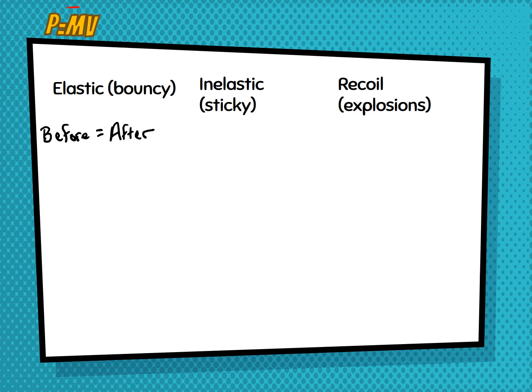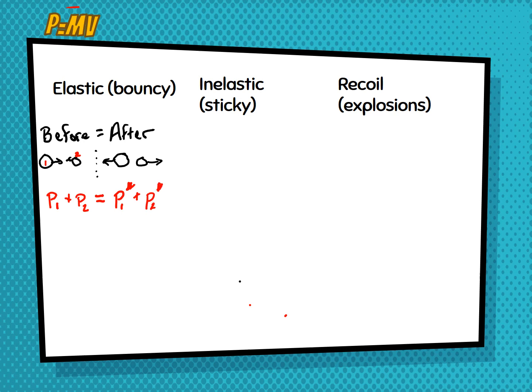And then we have, before, 2 objects. And afterwards, we also have 2 objects. So for our equations, we'll write the momentum of our first object plus the momentum of our second object, the total momentum before the collision, is equal to the momentum of the first object after the collision plus the momentum of the second object after the collision.